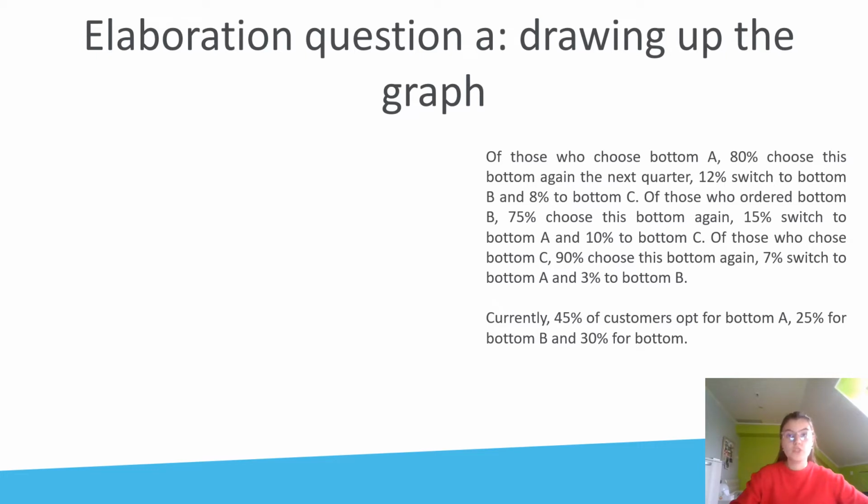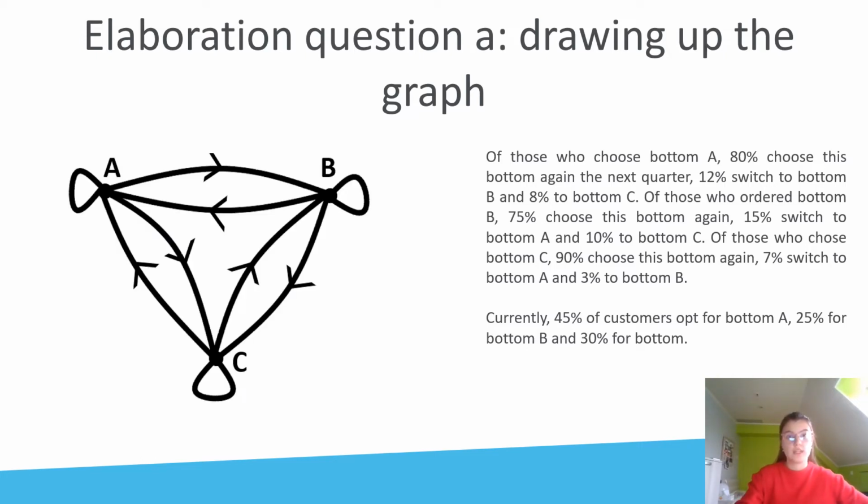To solve this problem, we need to write down the graph. Here, we will write our data schematically. To know which numbers you have to write, we need to take a look at the exercise again. Of those who chose bottom A, 80% choose this bottom again the next quarter. 12% switch to bottom B, and 8% to bottom C. Of those who order bottom B, 75% choose this bottom again, 15% switch to bottom A, and 10% to bottom C. Of those who chose bottom C, 90% choose this bottom again, 7% switch to bottom A, and 3% to bottom B.